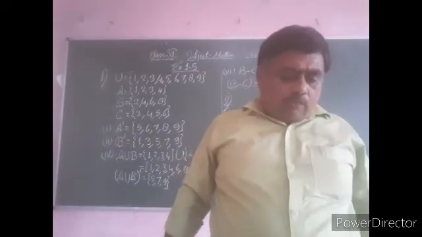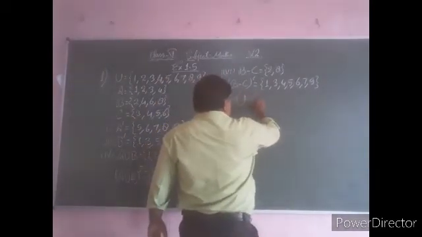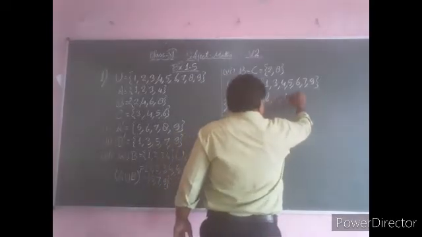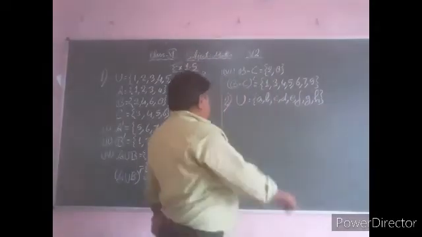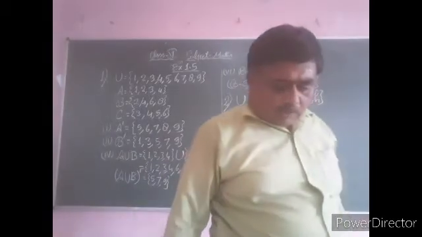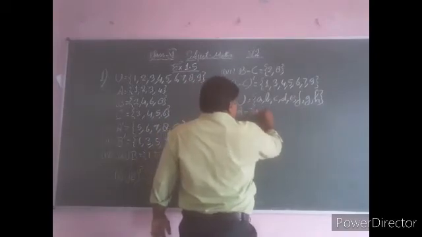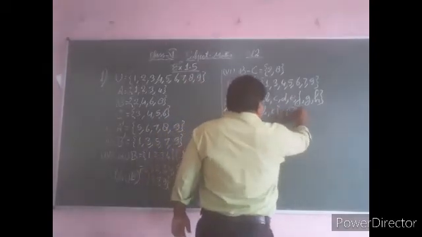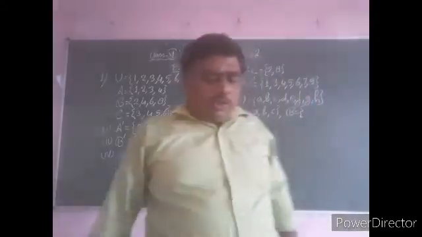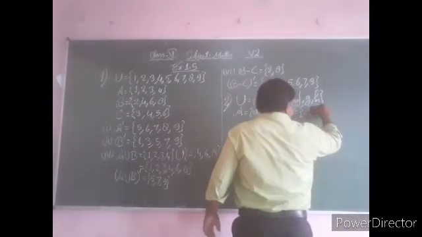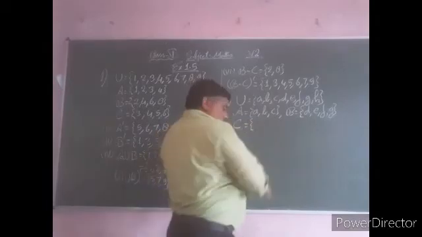If U is equal to {A, B, C, D, E, F, G, H}, A is equal to {A, B, C}, B is equal to {D, E, F, G}.